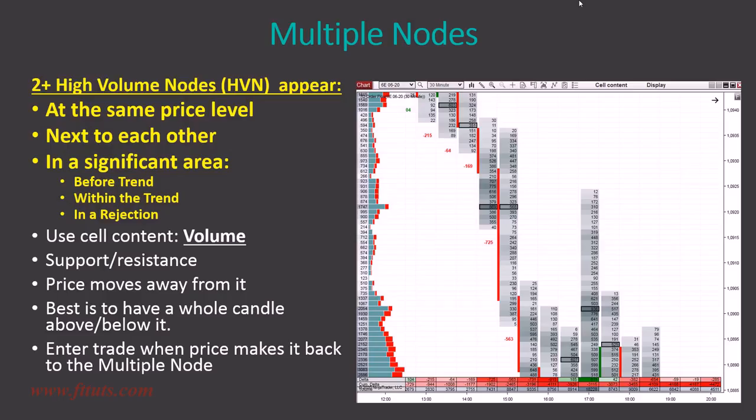Hello! In this video I'm going to be talking about the multiple nodes order flow trading strategy. You can use this strategy as a standalone strategy, which means that you can just use it with the order flow software. Nothing else is needed with that.